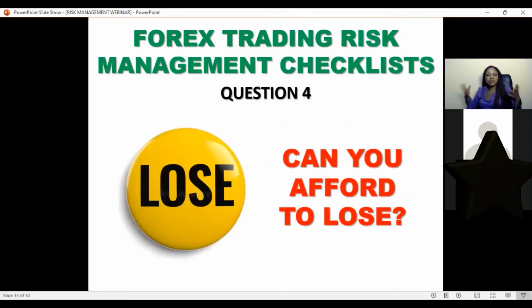Because the truth is, you will lose some money. Like I said, you will lose some and win some, but it is very important that you are coming in with that mindset that there will be losses. So if you already know that there will be losses, you will not be too afraid when you see the market going against you.